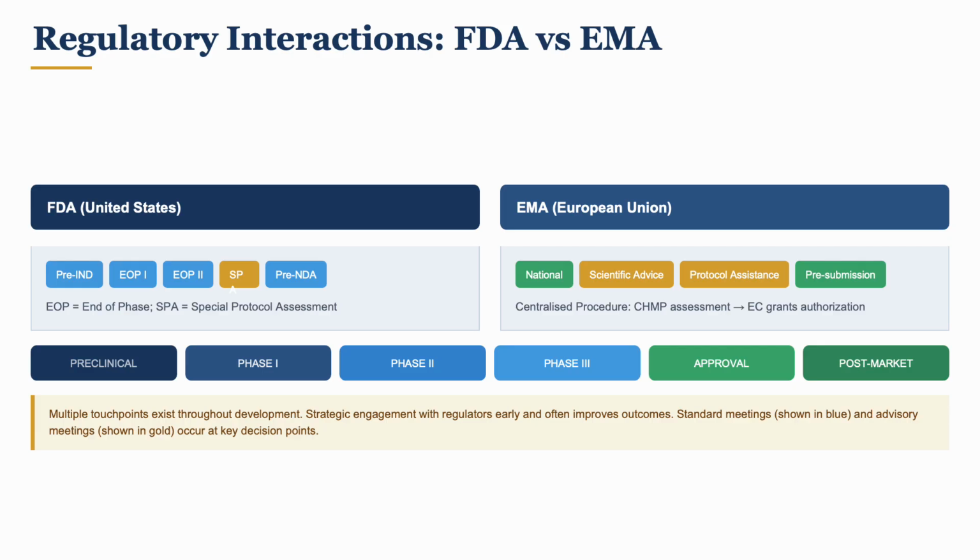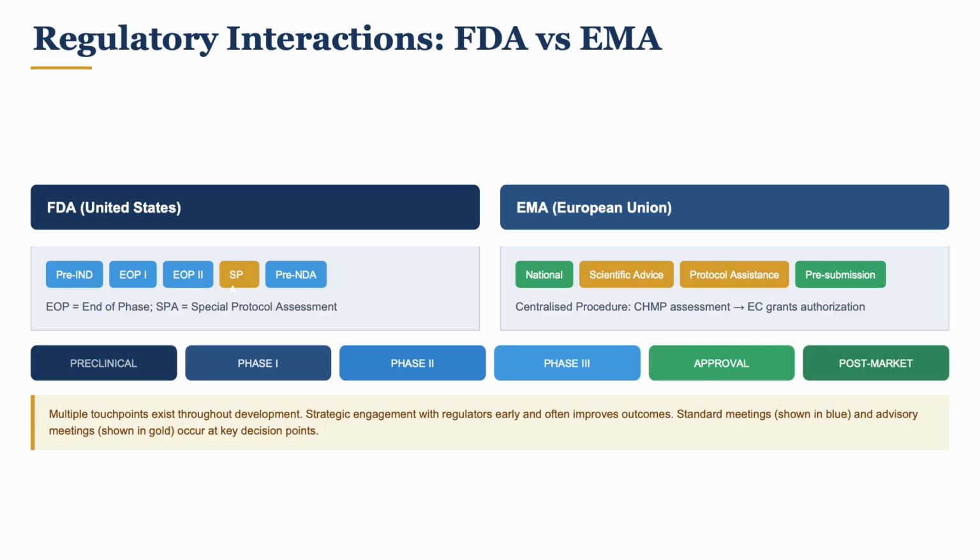The bottom timeline shows the overall development stages from preclinical through post-authorization. Notice that regulatory touchpoints occur throughout, not just at the approval stage. Strategic engagement with regulators early and often improves outcomes.